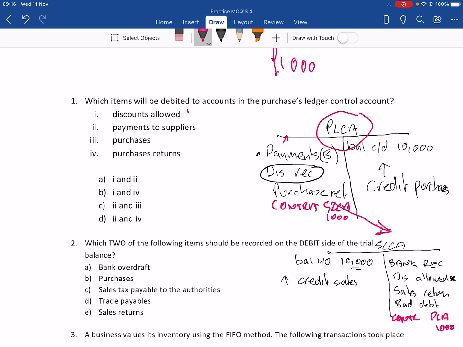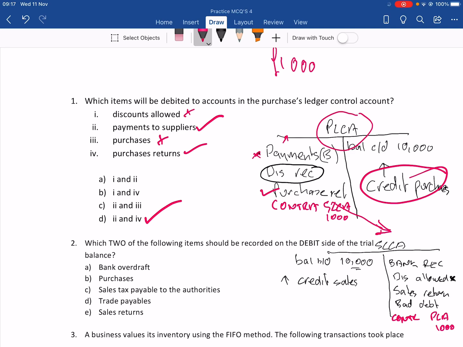So discounts allowed isn't. Payments to suppliers, does that go on the debit side? Yeah, where we've paid them. So that goes on the debit side. Any purchases that we've made? No, that's on the credit side. But purchase returns, yeah? So purchase returns is there. So the answer to this question is number 1 and number 3. Is it? It's not number 1, number 3, is it? Just checking. It's number 2 and number 4. Yeah? So they're the ones that would be on the debit side.